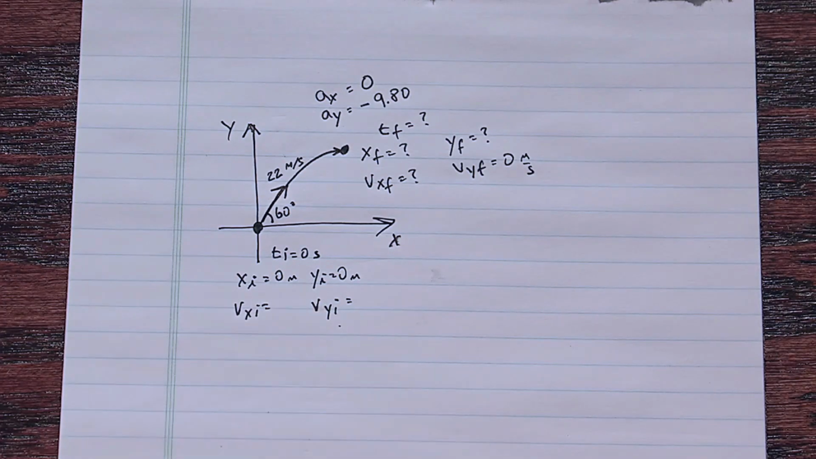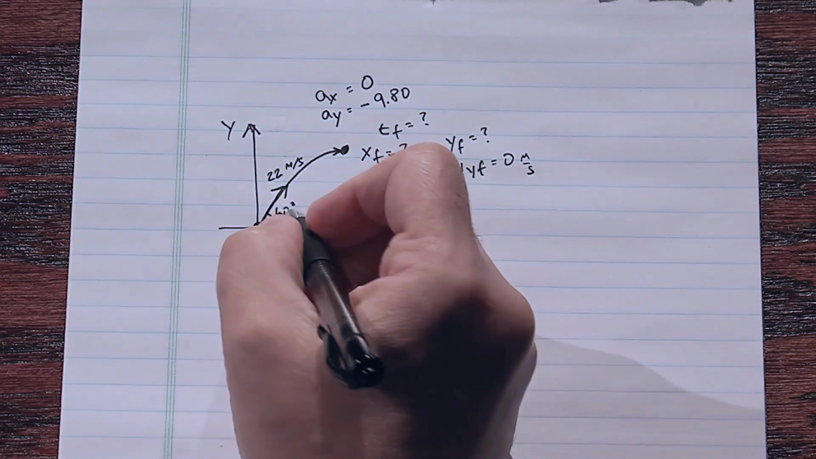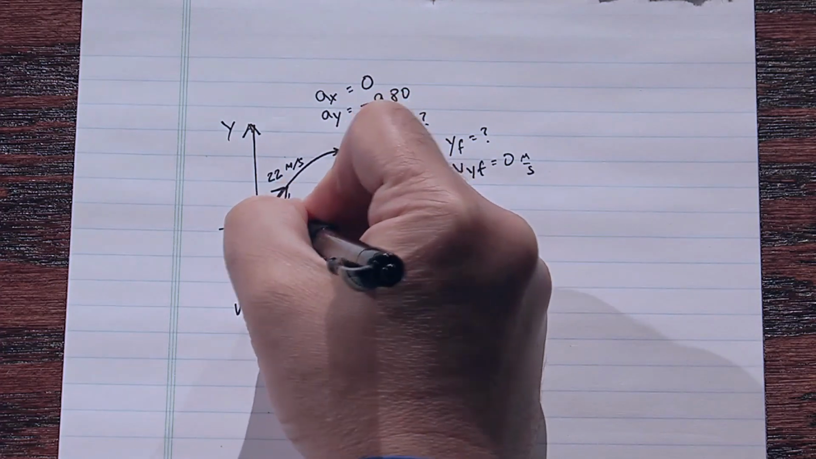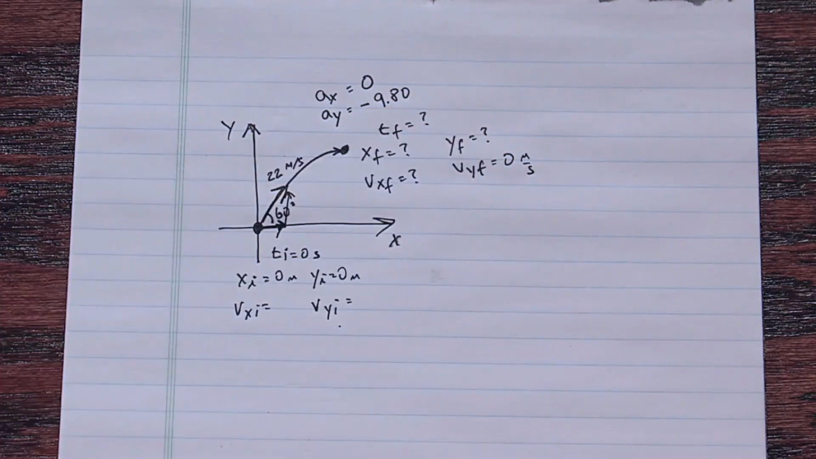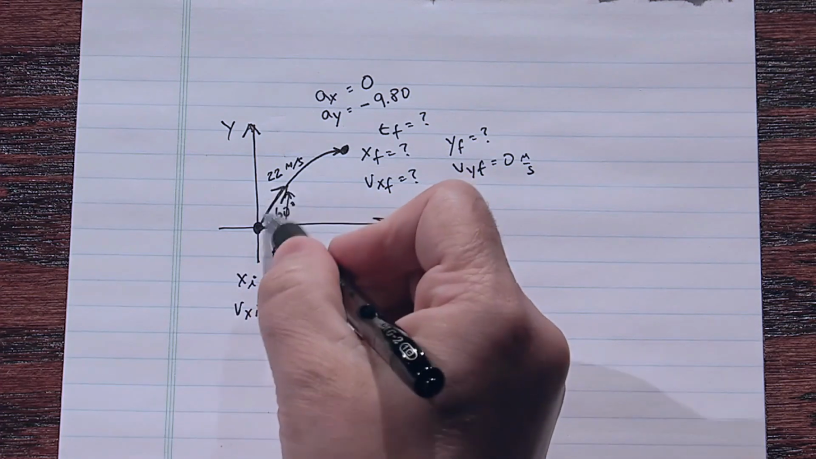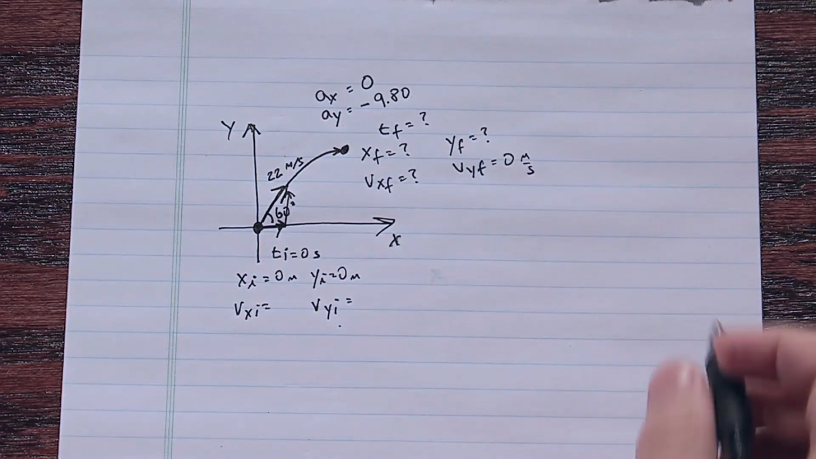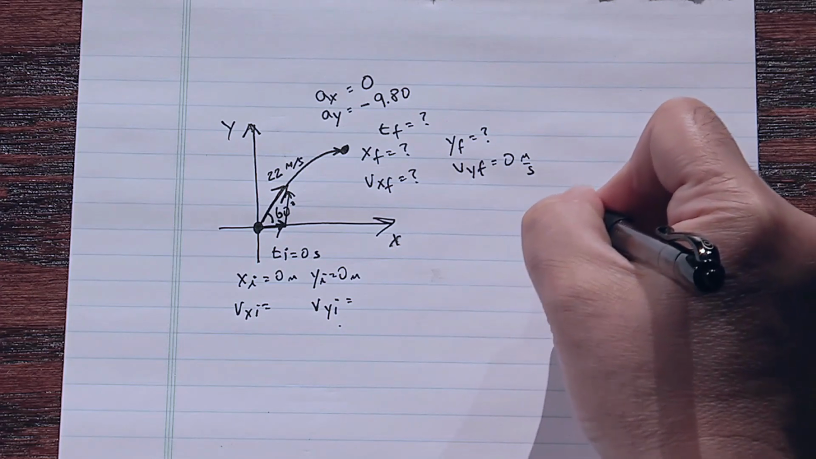Let's think about Vx initial and Vy initial. How is the ball moving initially? Initially, it's moving both in x and in y, so that it's moving to the right and it's moving up. So what do we have to do? We have to break our initial velocity into an x part and a y part. And I'm going to draw that over here bigger so we can see it bigger.